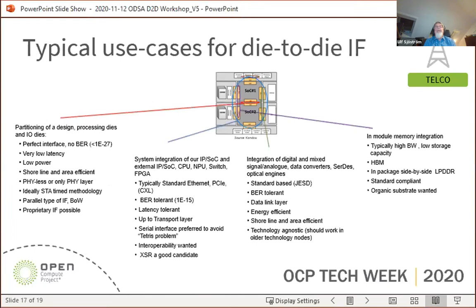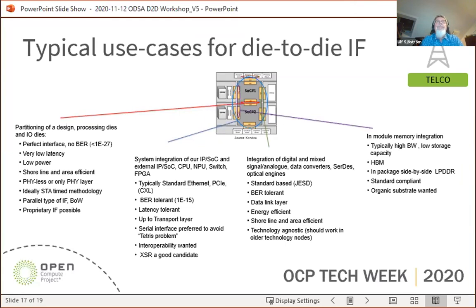This is my final slide where I try to give some illustrations on some examples that we have been looking at or have done. The first one with the red arrow is really partitioning of a design. It's by separating processing dice with I/O and common functionalities. Processing in our case mostly means DSP processing.